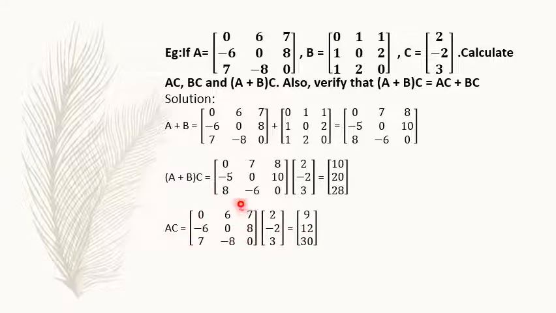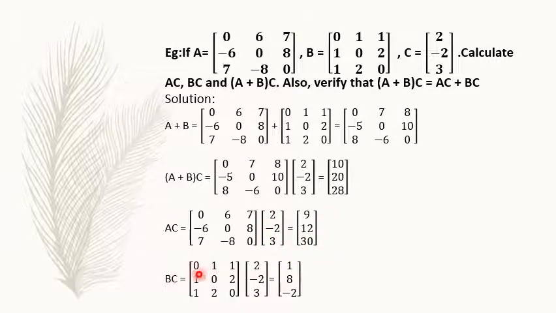AC. A matrix given, C matrix given. A has 3 columns, C has 3 rows, so we can multiply A and C. Here also multiplying first row with this column gives 9. Second row with this column gives 12. Third row with this column gives 30. Now BC. B matrix given, C matrix given. Finding the product, we will get this 3 by 1 matrix. So AC given, BC given, (A plus B) into C also we get that.